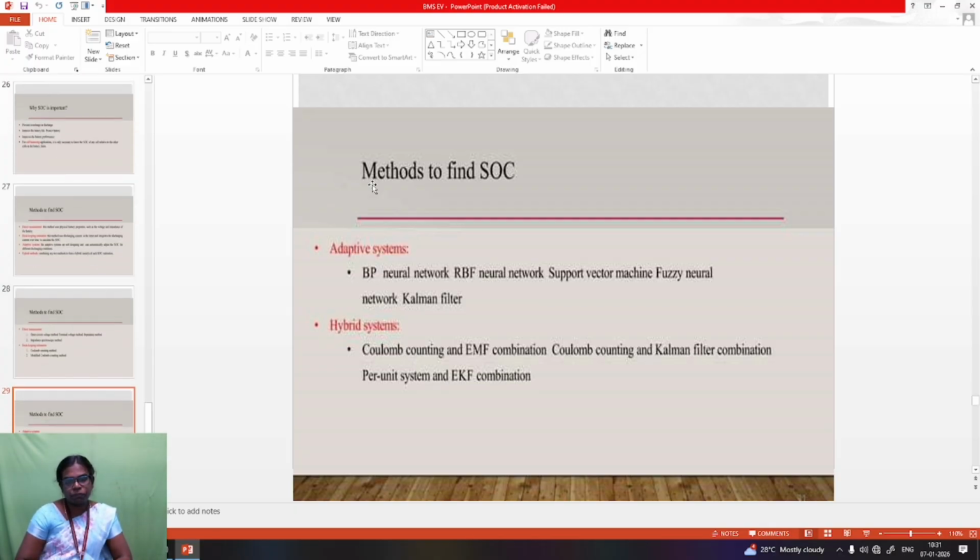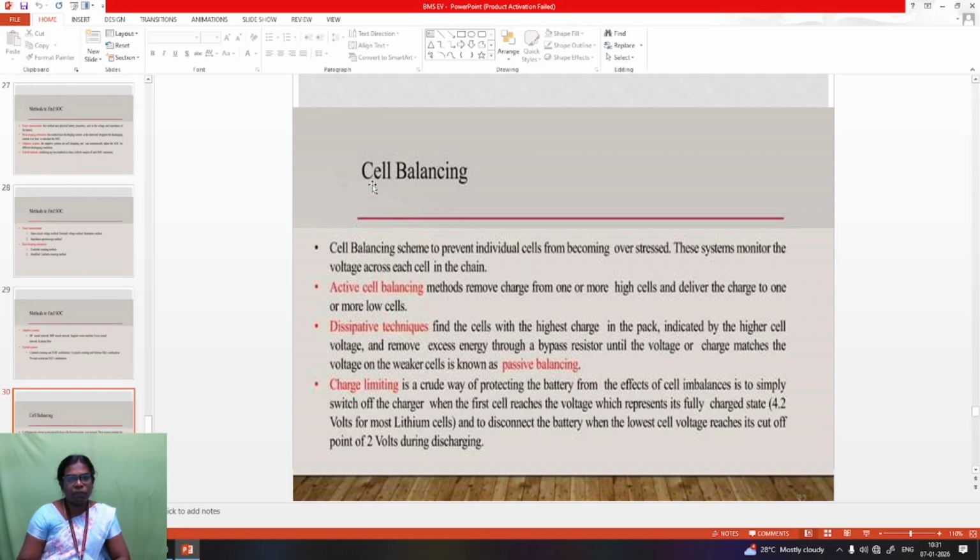Next, adaptive: the neural network, RBF neural network, support vector machine, fuzzy neural network, and Kalman filter. So these are all the algorithms to find the SOC. These are all embedded systems. And hybrid system: Coulomb counting and EMF combination, Coulomb counting and Kalman filter combination, and embedded system EKF combination. So these are combinations of these neural algorithms and the Coulomb counting method to find the SOC.